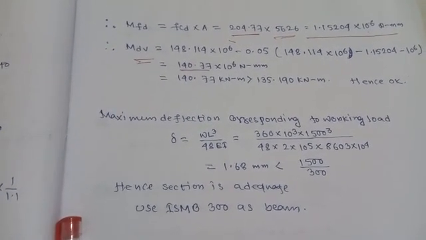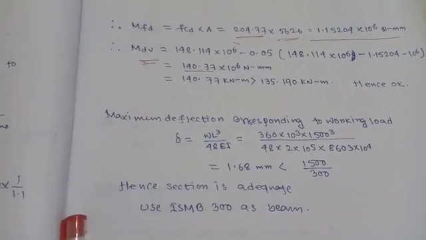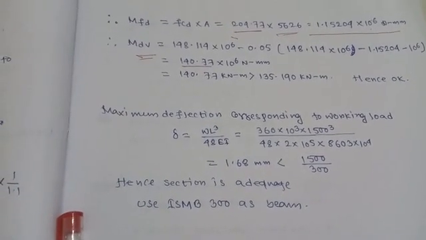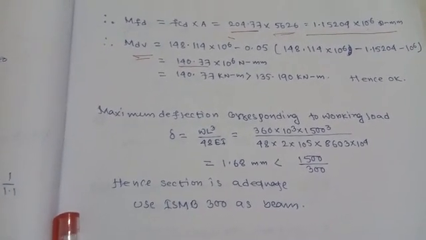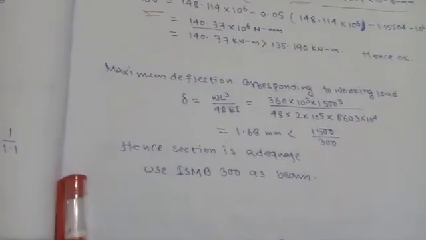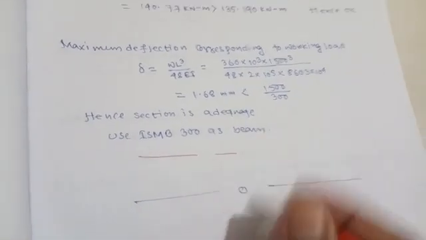Hence the section is adequate. So we use ISMB 300 as the beam. Okay, thank you.